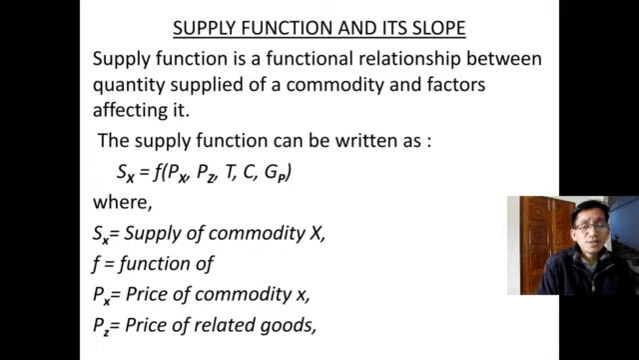Supply depends on so many other factors. Okay, so supply is a function of the price of the commodity, price of other goods, state of technology, then the cost of production, and other factors.